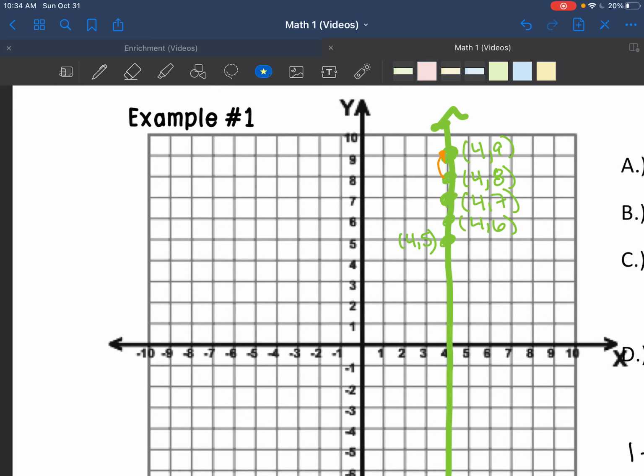And what we did was we drew points on the line. So when we draw an ordered pair for a point, it's always x comma y. Well, the x value for here is 4. The y value is 9. And as we went down, our next point was 4, 8. The point below that was 4, 7. The point below that was 4, 6. The point below that was 4, 5.